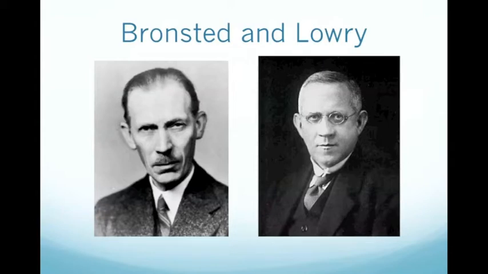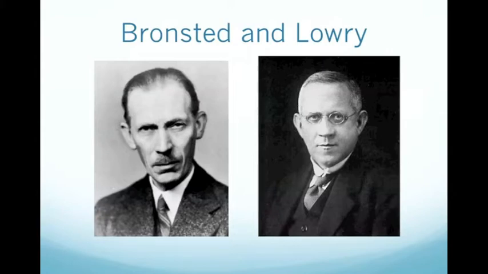So Johann Bronsted was a Danish physical chemist, and Martin Lowry was an English chemist, and they each independently redefined how we look at our acids and bases. They were living and working at about the same time period and came to the same idea about how to classify acids and bases. So that's why we call this the Bronsted-Lowry theory.